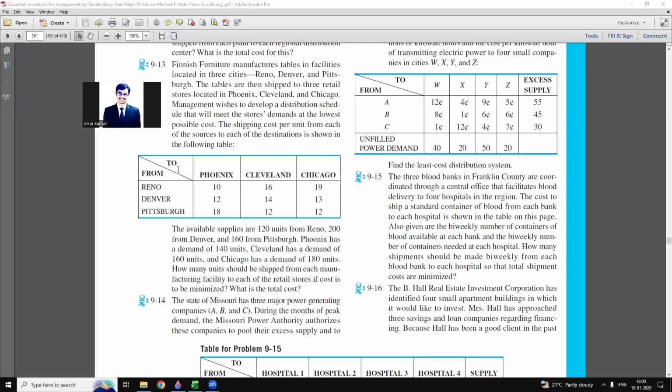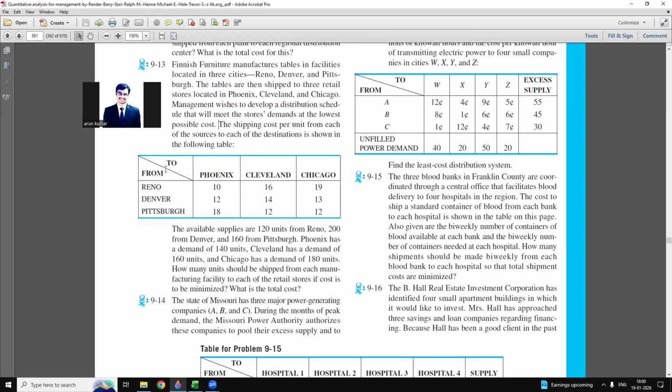Finnish furniture manufactures tables in facilities located in 3 cities, Reno, Denver, and Pittsburgh. The tables are then shipped to 3 retail stores located in Phoenix, Cleveland, and Chicago. Management wishes to develop a distribution schedule that will meet stores' demands at the lowest possible cost. So here, in this paragraph, our goal is the minimization of the cost, and the shipping cost per unit from each of the sources to each of the destinations is shown in the following table.